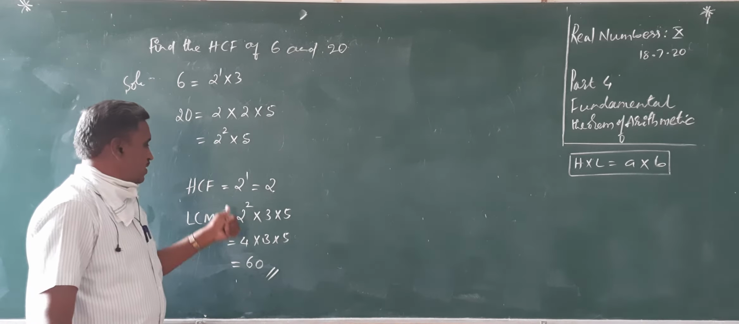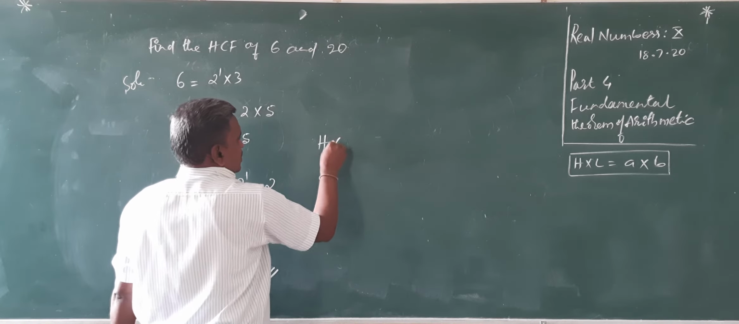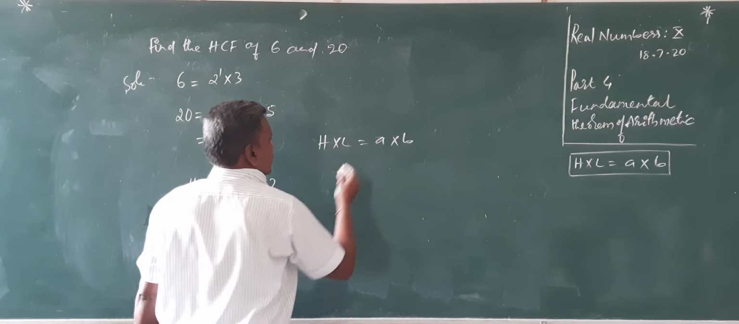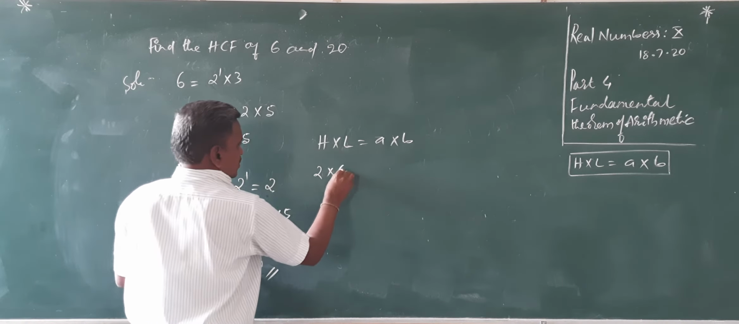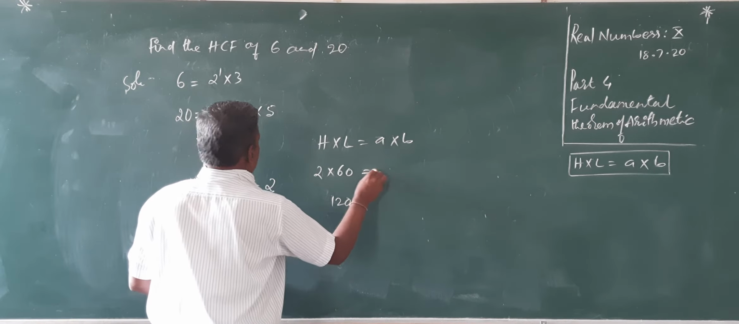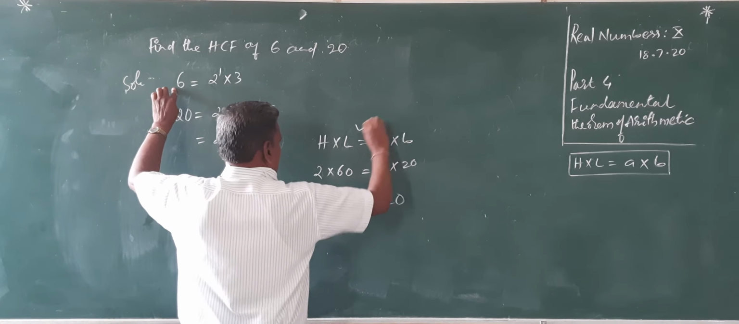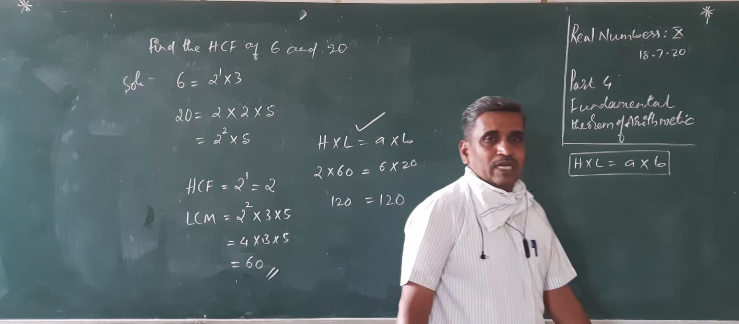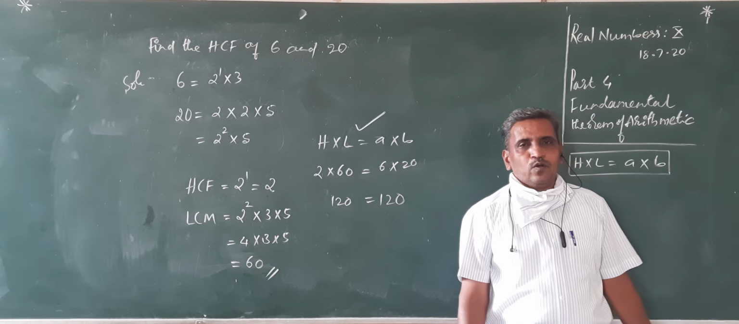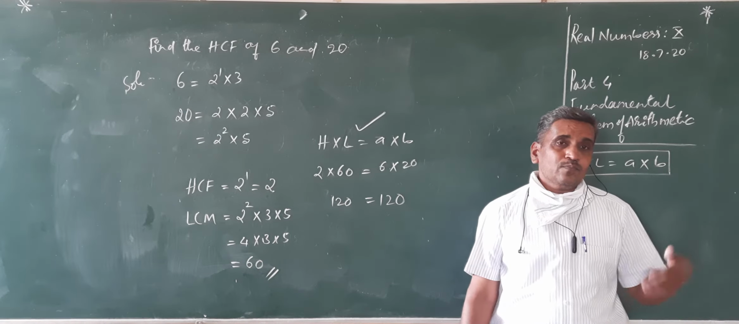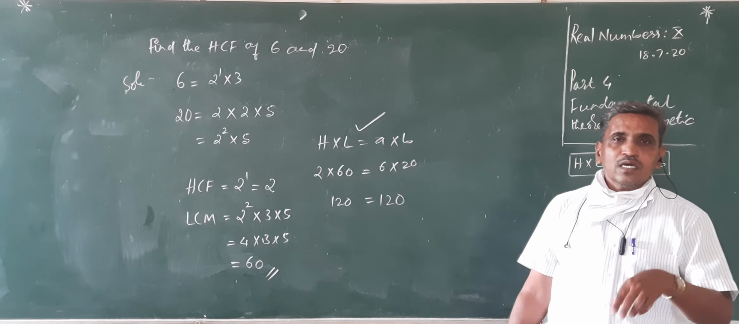Understand? So be very careful: 2 is the HCF, 60 is the LCM. Shall we verify that H into L equals A into B? Yes. H is 2, L is 60, which gives 120. A into B is 6 into 20, which is also 120. So this is the relation between the terms and the HCF and LCM. The product of the two terms is always equal to the product of the HCF and LCM.